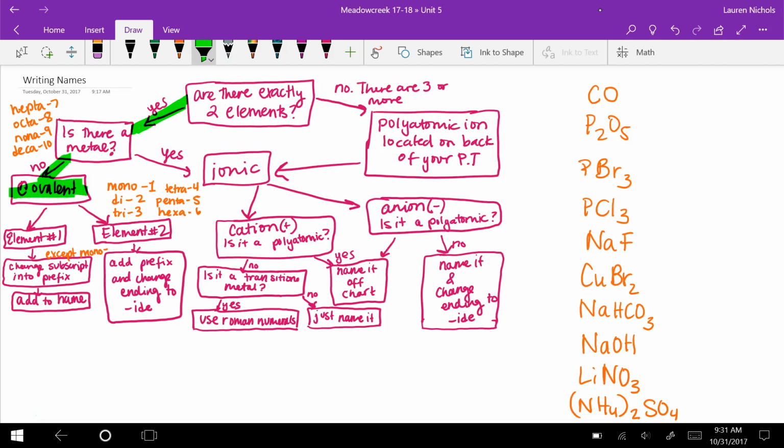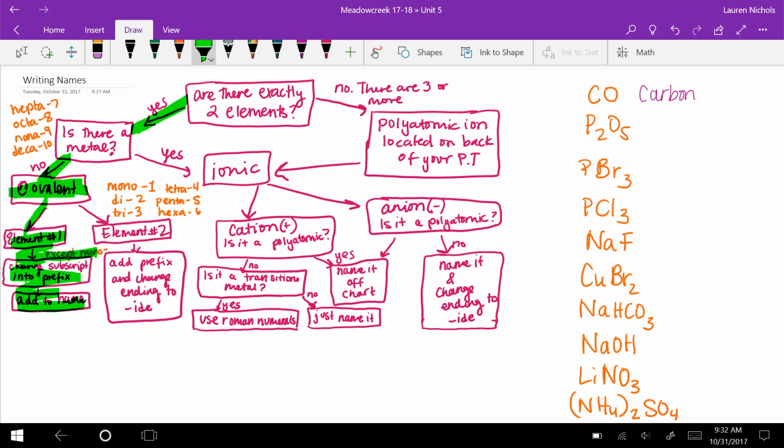If it's covalent, that means we're going to be using our prefixes. So we look at our first element, C. We change the subscript into a prefix. Well, I don't have a subscript, but that just means that chemists are lazy, and we have only one carbon, and we don't use mono, so we're just going to name it as carbon. So we have taken care of all of this here.